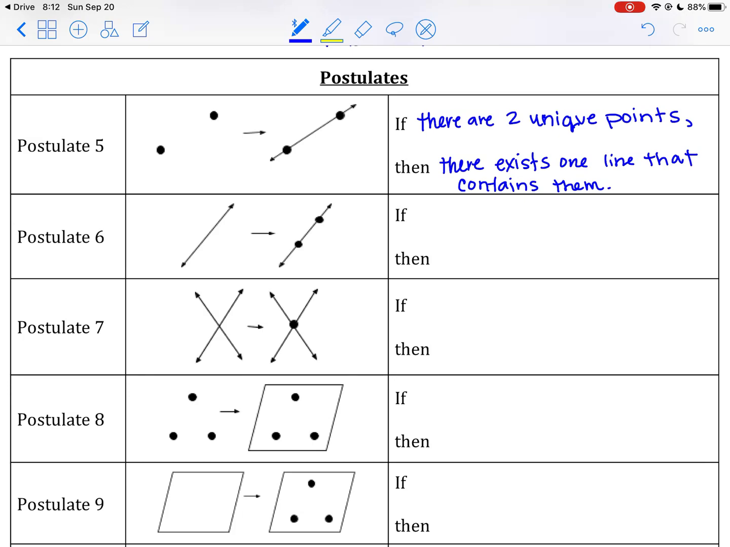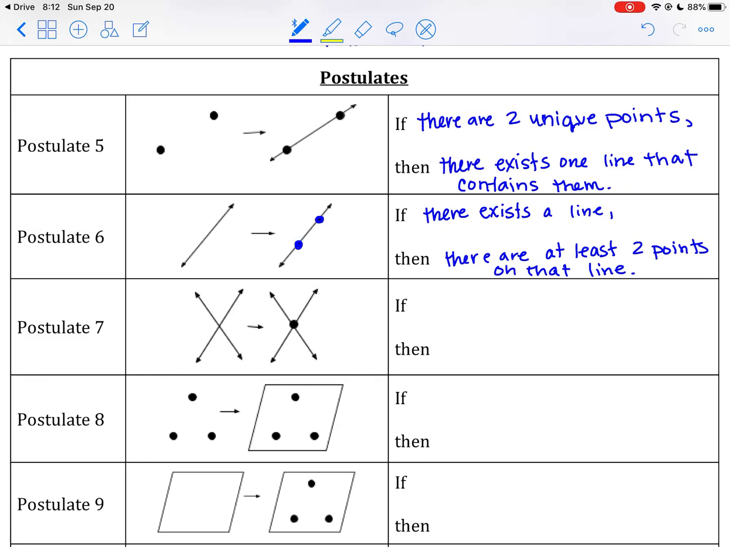Postulate 6 is going to go the opposite way. If there exists a line, then there are at least 2 points on that line. A line is made up of an infinite number of points, but I know that there are at least 2 of those points to define that line.